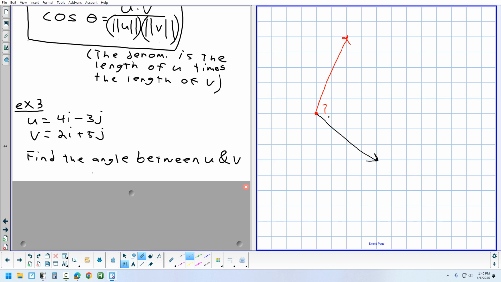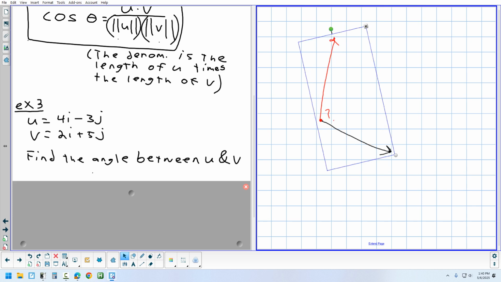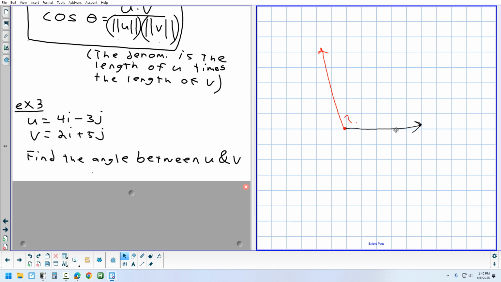How big does that angle look? 75? Oh, not 75. 120. Yeah, 120. If you group it together and then turn it a little, it makes it a little easier to see. So it's definitely more than 90. It might be like 100, 110. I don't think it's quite 120. 120 would probably be a little more, but it's definitely more than 90. Any question why it should be more than 90? Okay, so let's find it.